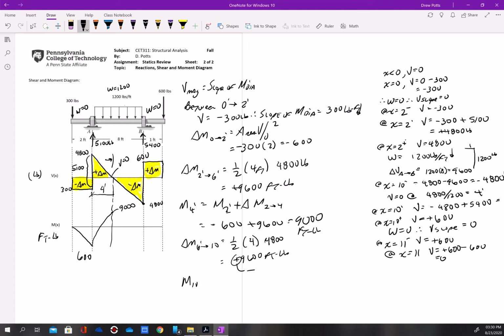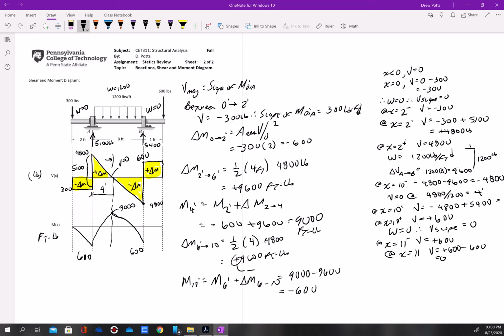So M at 10 feet is going to be the moment at 6 feet plus the change in moment from 6 to 10, which is 9,000 minus 9,600, which puts us back to negative 600. And again, it constantly curves and comes down. Again, negative 600.